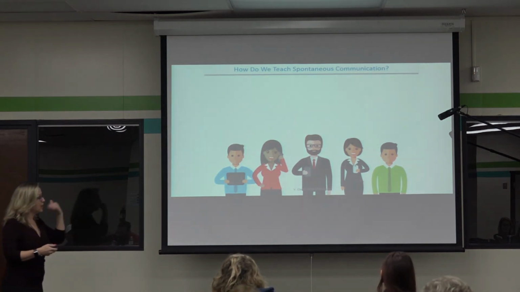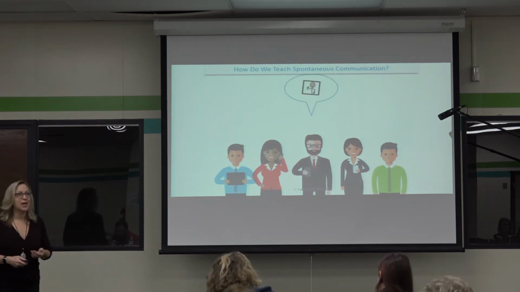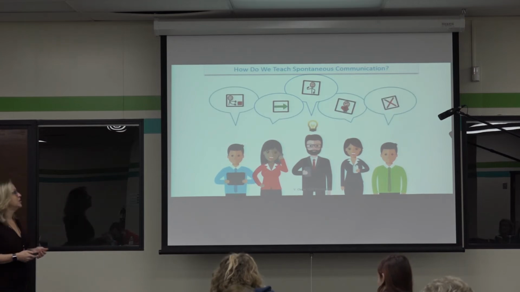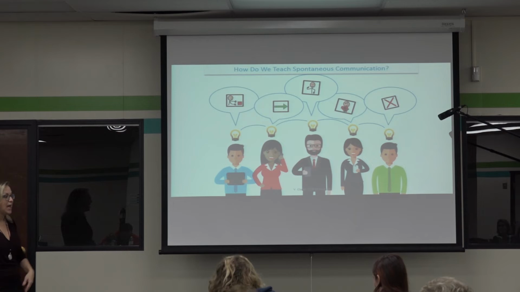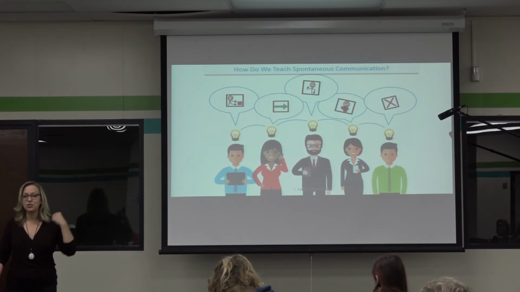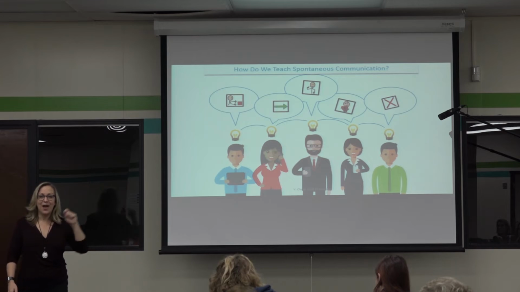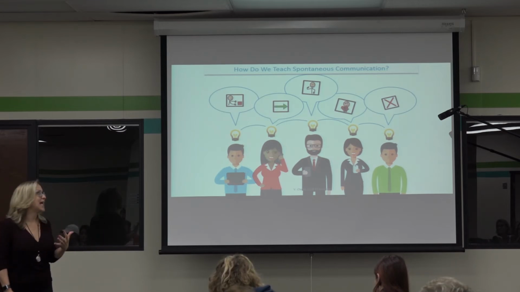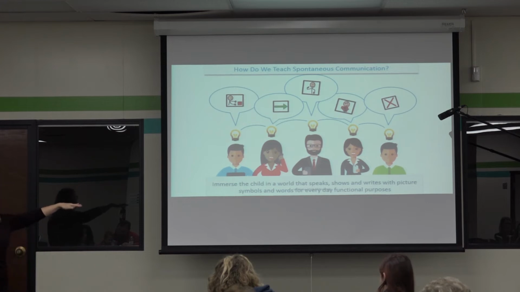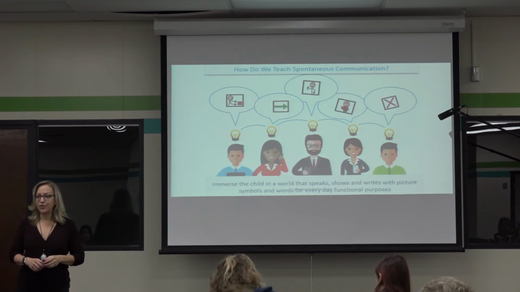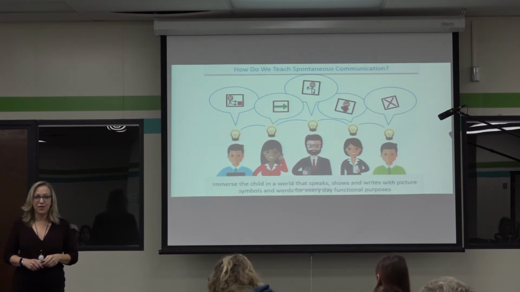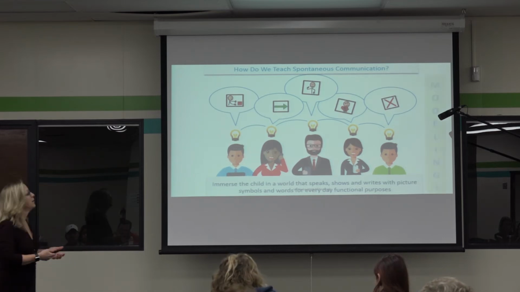Okay, so just to bring it all back together, how do we teach people to communicate spontaneously who are augmentative communication users? Well, we take a lot of symbols and we talk with the symbols. We say, I'm going to go somewhere. I like what you did. I'm excited to see you. I love you. We're going to let them see that, right? We're going to immerse them in a world that speaks, shows, and writes the symbols that we want them to be able to use. So it's a challenge for us too, right? It's work. But it's worth it because we give our kids the ability to communicate.